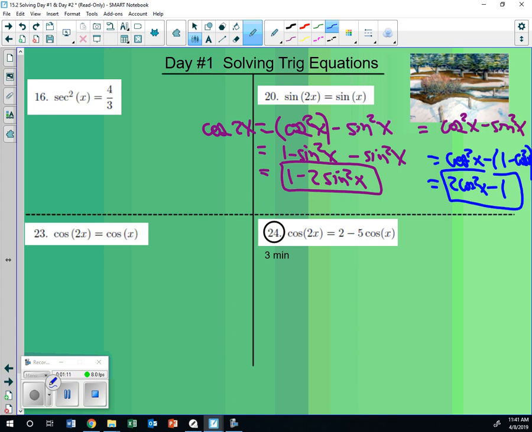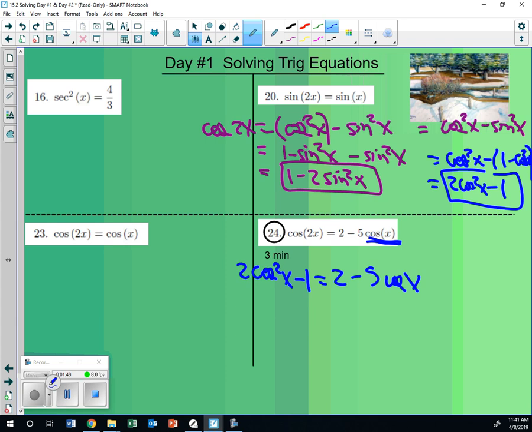Now, when I look at 24, I've got to choose, do I want the purple or do I want the blue? Because I have a cosine x here, it tells me which one I don't want. Purple, because it's got a sine squared. I only want the ones that have the cosine in it. So I'm going to change cosine 2x into 2 cosine squared x minus 1 equal to 2 minus 5 cosine x.